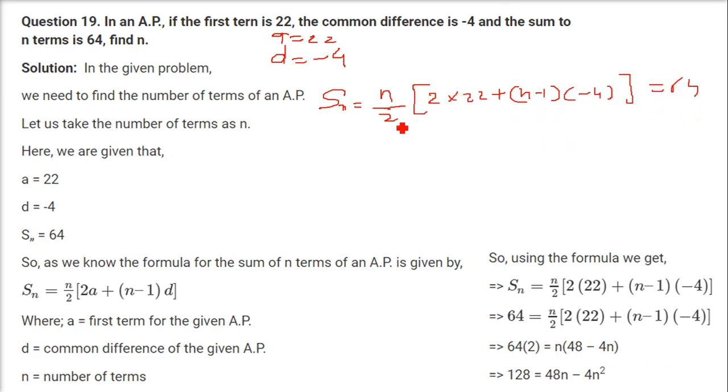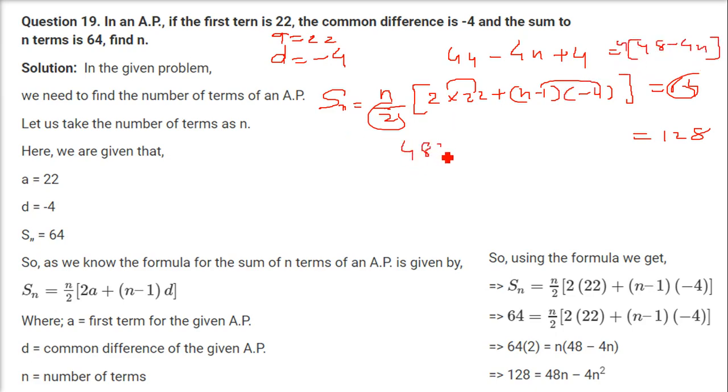There will be a quadratic equation. So let us take 2 here. 2 into 64 is 128. So it will be 128, and this will be 44, minus 4n and plus 4. 44 plus 4 is 48. 48 minus 4n, and we have n also here. This will be equal to 48n minus 4n square. Now bring everything here. So 4n square minus 48n plus 128.